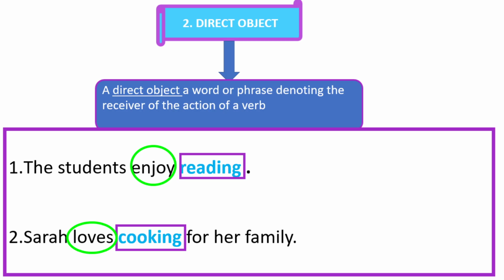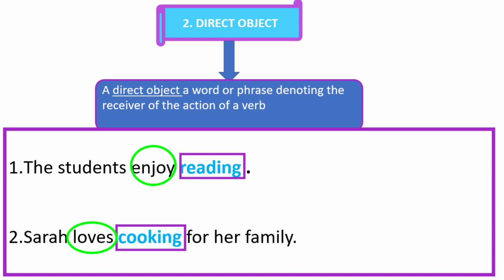Next function, we have direct object. A direct object is a word or phrase denoting the receiver of the action of a verb. So I would just like to give you a tip. For you to be able to locate a direct object, you have to start from the verb. I think that's the easiest way to locate the DO or the direct object in a sentence.